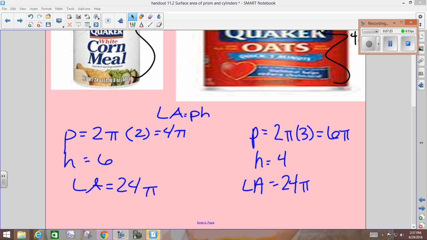Yes, we have to do cones today because you have homework on cones. Are you good on cylinders? Okay, then flip it to your cones.